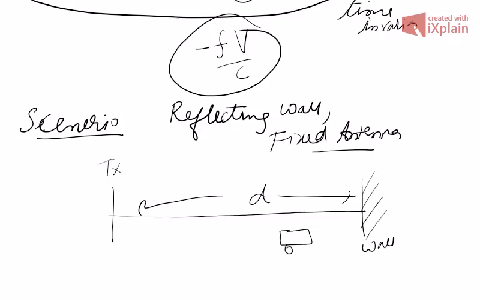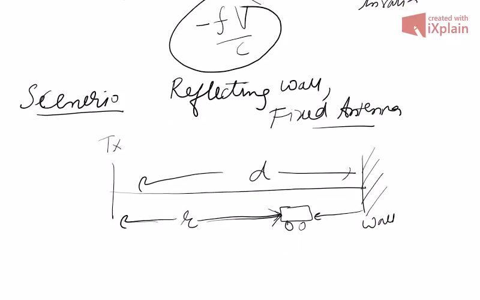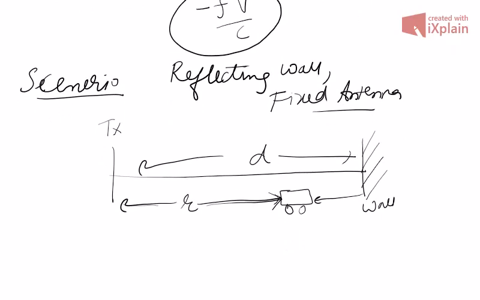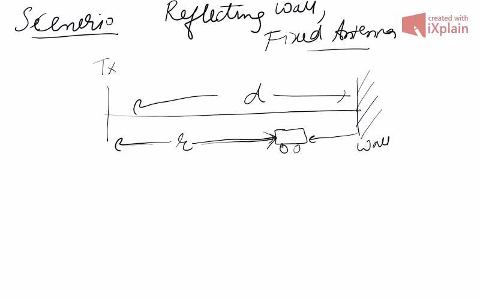And you are here, suppose you are stationary, not moving, and you are at a distance from this transmitter. But now you are not only getting the incident wave from this side, you are also getting the reflected wave also. What will be the effect of this wall? What will be the effect of this reflection?